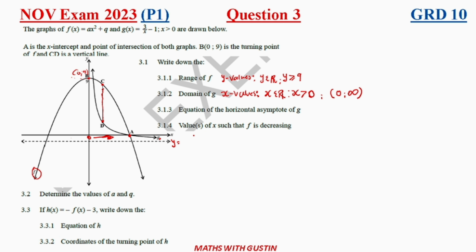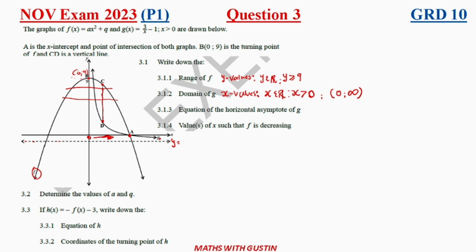All right, moving right along, let's move to 3.1.3. It says write down the equation of the horizontal asymptote of g. So they want us to write down the horizontal asymptote of g. If you have a look at the g graph, the horizontal asymptote is written there. What are we referring to? We're referring to a horizontal line which the graph of g does not touch. It is this one here written in a dotted line.